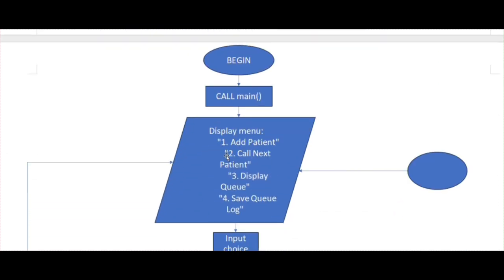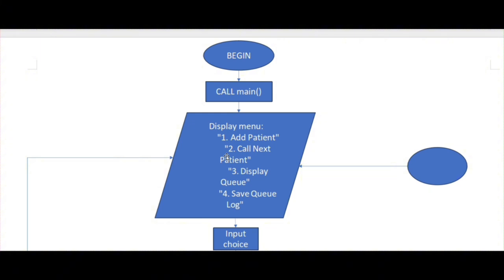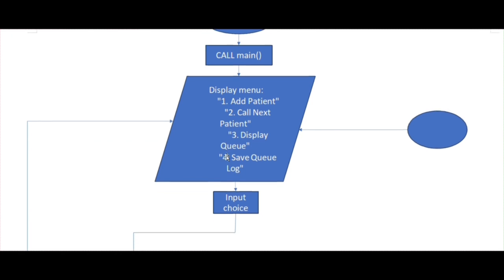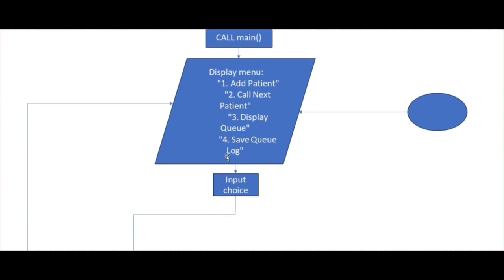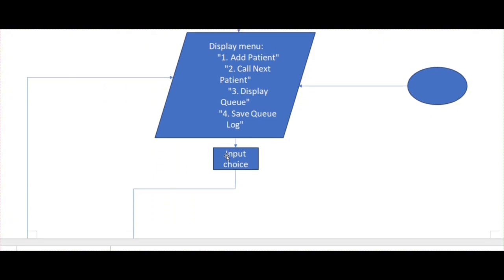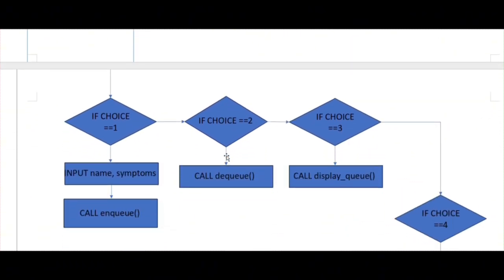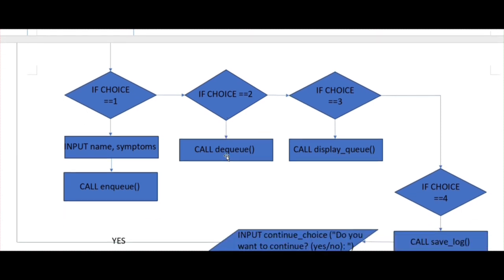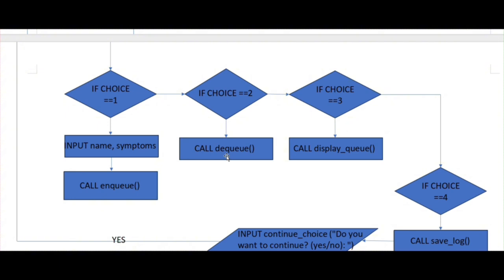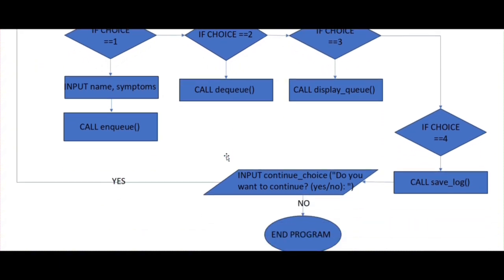Lastly, the main coding to run the program is first it will call main, which is add patient, call next patient, display queue, and save queue log. When the input has been chosen by the user, if choice 1, it will input name, symptoms, and call NQ. If choice 2, it will call DQ. If choice 3, it will call display queue. And if choice 4, it will call save log.